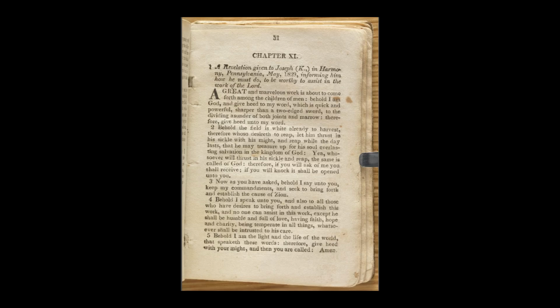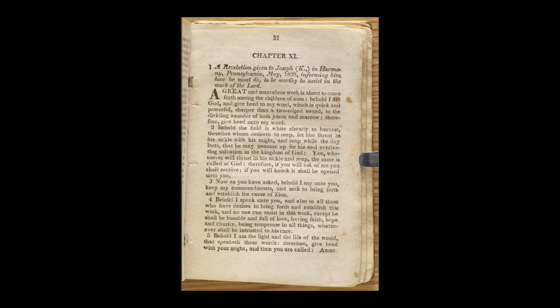So Section 12 is lost from Revelation Book 1, but it's also missing from the Revelation Book 1 index. So it might never have been in a Revelation book at all. This is Section 12.